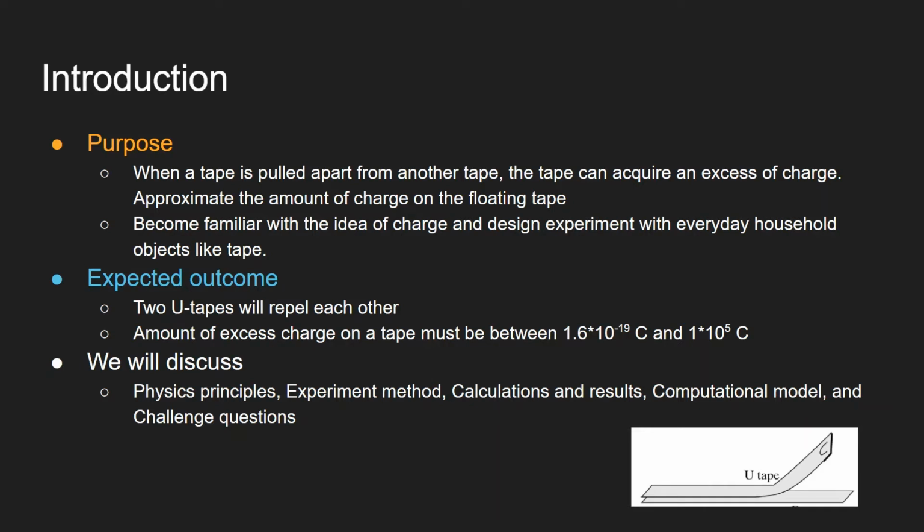like tape. We expect the outcome to be two U-tapes repelling each other and an amount of excess charge on a tape that's between 1.6 times 10 to the negative 19 coulombs and 1 times 10 to the 5th coulombs. We're going to discuss the physics principles, experiment methods, calculations, computational model, and challenge questions.